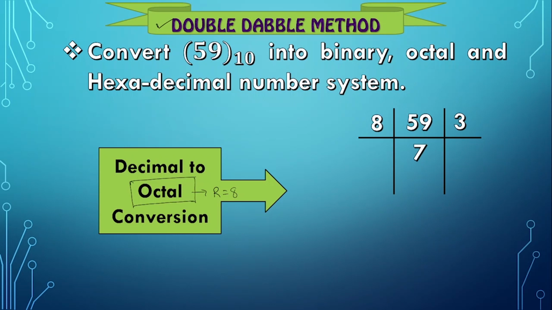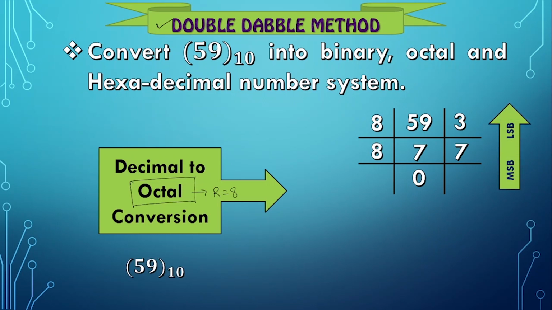Now you will again divide 7 with 8, then you have 0 quotient because 8 divisor is greater than dividend. So quotient will be 0 and the remainder will be 7. And again same way, the latest remainder will be the most significant bit and the very first remainder will be least significant bit. So 59 in decimal can be represented as 73 in octal number system.